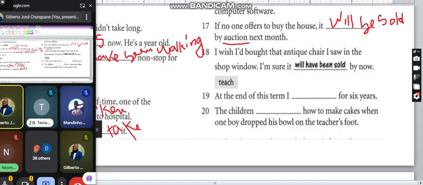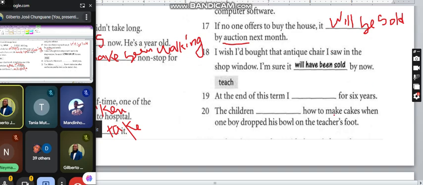Now this is a passive voice, but using the future perfect tense. So wherever will have been sold, which by that time, or if you go now, this item will have been sold, which means will no longer be there. So that's why the person says, I wish I bought. The person regrets now not having bought this item or this chair that he or she saw in the shop window. So by this time, go there, it will have been sold by now. So this is a future perfect tense in the passive voice.